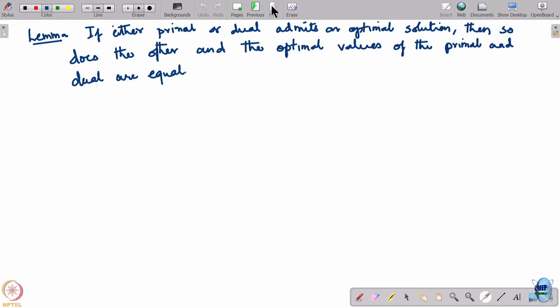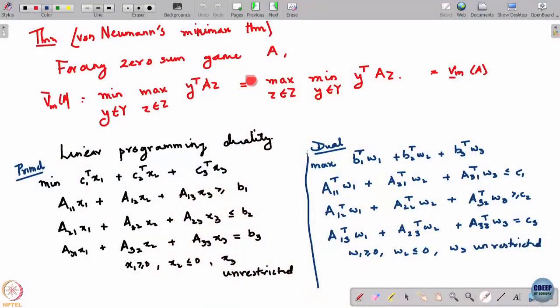All right. So this is the theorem that we want to use. So we want to use linear programming duality now, and what we will do is we will use linear programming duality to prove this equality that we have here, okay. This is what we are going to show. So what we will do is the following.